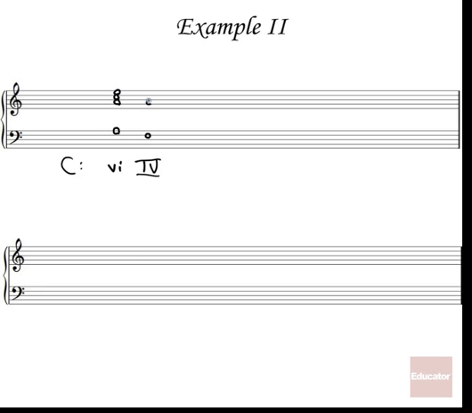And of course, we remember that there are 2 common tones. So we'll write those first. And then all we need to do now is double the root. So we can move the E up a half step to F.